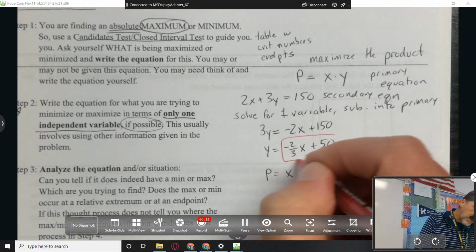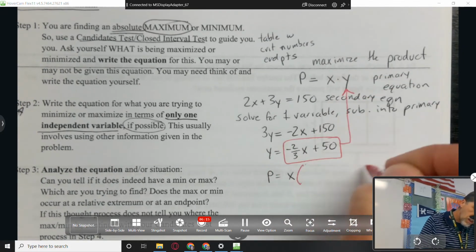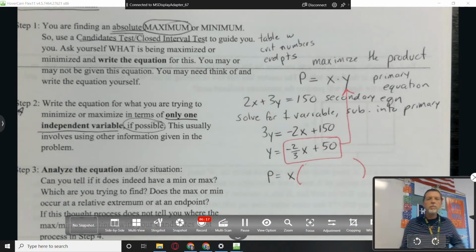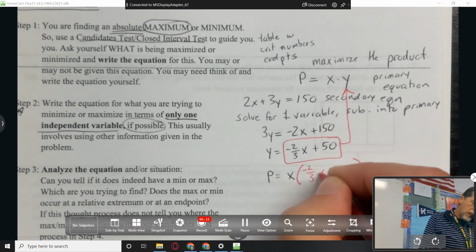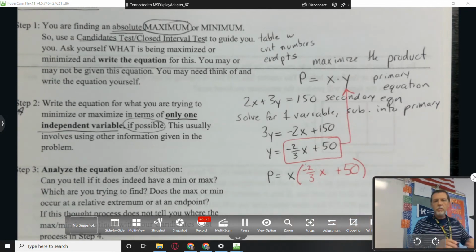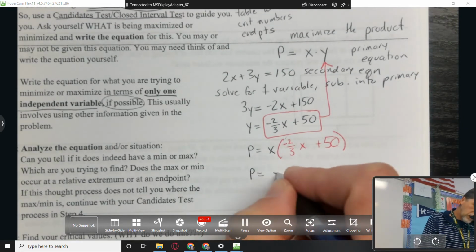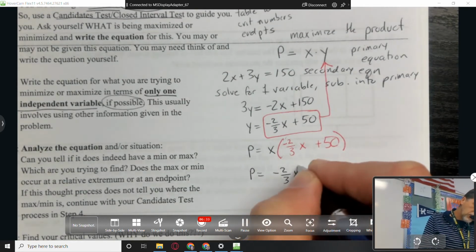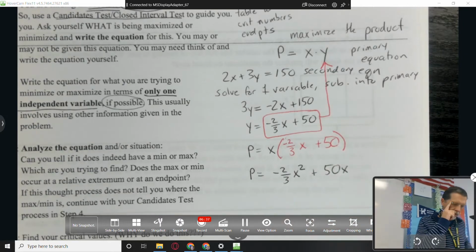So there's my expression for y. I'm going to plug that in for y. Negative 2/3 x plus 50. So P is negative 2/3 x squared plus 50x.